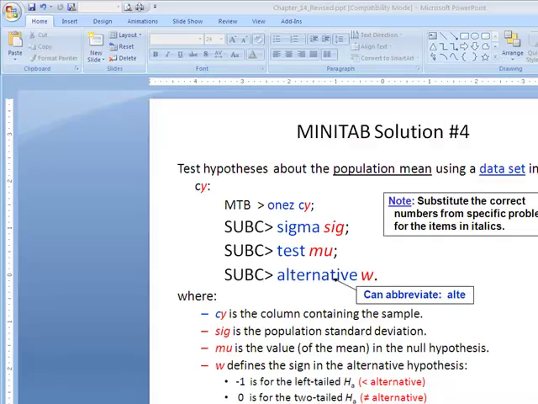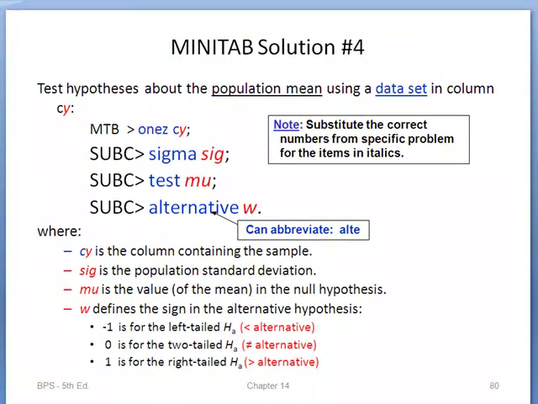Now if we have data, the only thing that would change here is that we would say 1Z and let it know the data is in whatever column, C1, C2, whatever. But sigma, you'd still have to give what the population standard deviation is, what the null hypothesis distribution mean is, the mu0, and then which alternative. So it's almost the same exact thing, except MINITAB will look at your data and determine the sample mean and, of course, know the sample size. And that concludes Chapter 10.